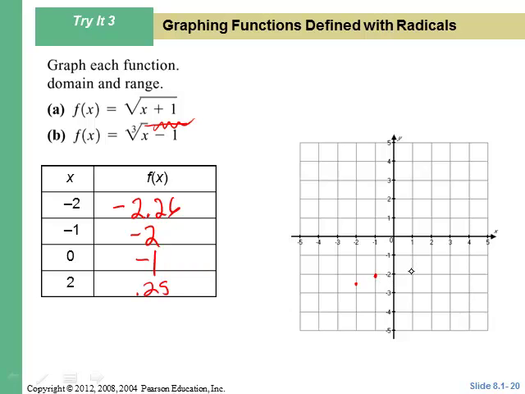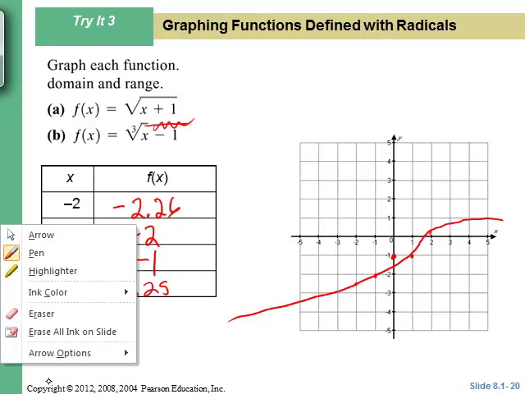0 is negative 1. Ooh, that does not look right. 2 is 0.25. So it's going to go like this. Over 0, down 1. I didn't do that right, did I? Did I switch? No. Negative 2. Why am I off here on my dots?